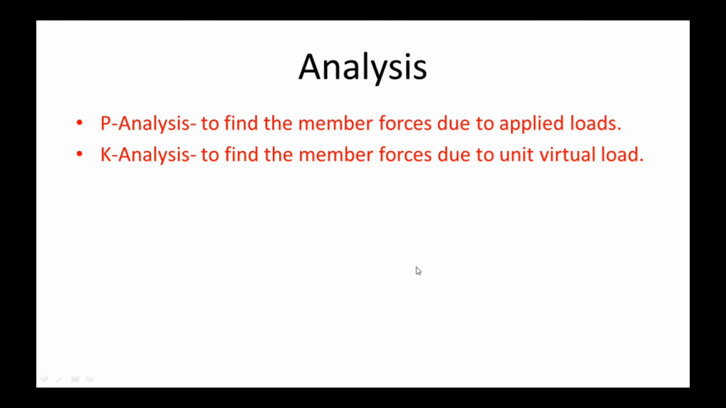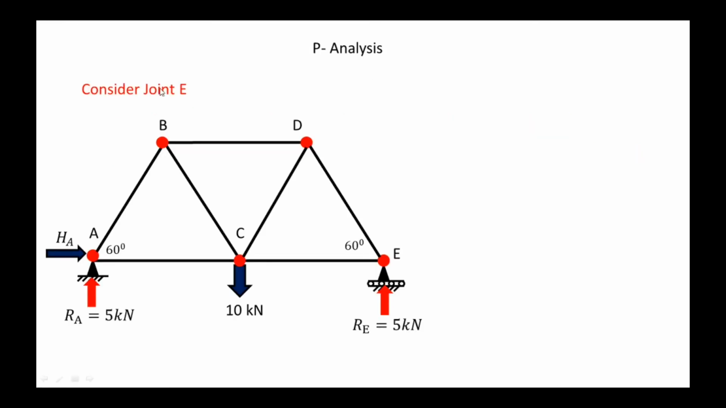Now first step, the P analysis. Now consider the joint E here. So the joint is here, and we are applying the method of joints to find the member forces. So here we are applying the sigma Fy condition. Vertically upward is positive and vertically downward is negative. Now here the member force is FDE, and we are assuming the direction is toward the joint.